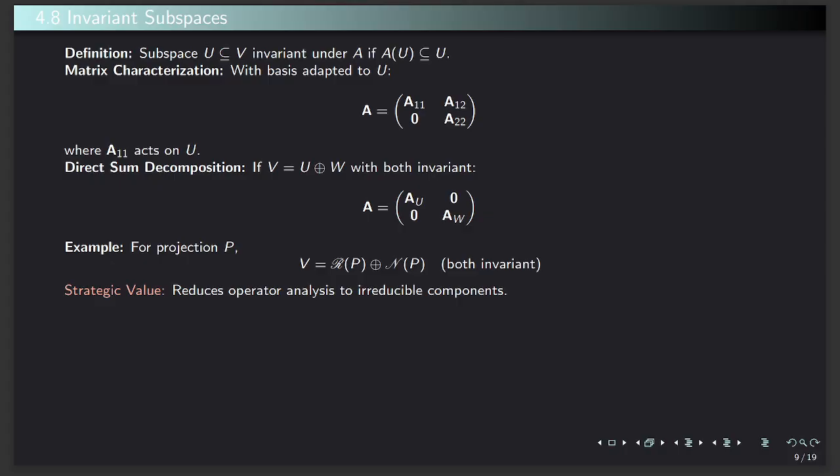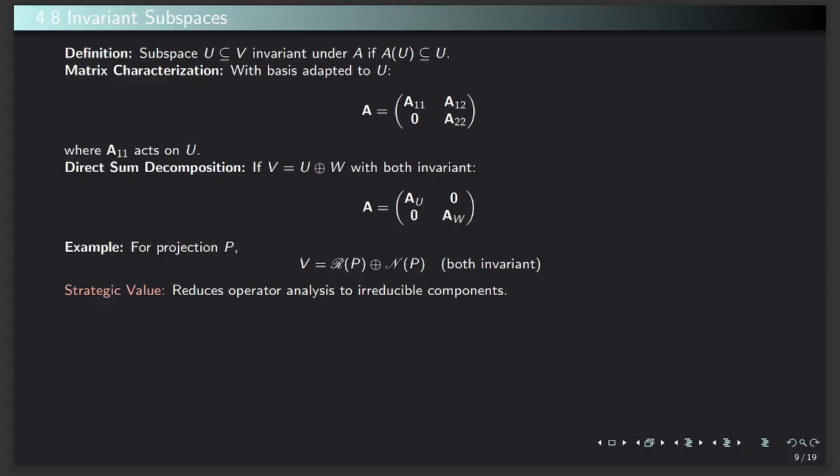Now let's talk about invariant subspaces, this definition. An invariant subspace is a region of the state space which is mapped onto itself by an operator. If a subspace U is invariant under the operator A, then for any vector x in U, the transformed vector Ax will also be in U. So the dynamics are self-contained within U. If we choose a basis for the whole space that is adapted to this subspace, the matrix representation of the operator takes on an upper block upper triangular form, as shown here.